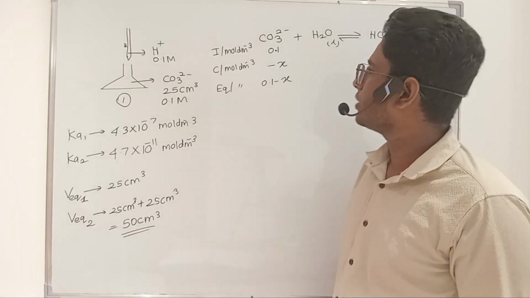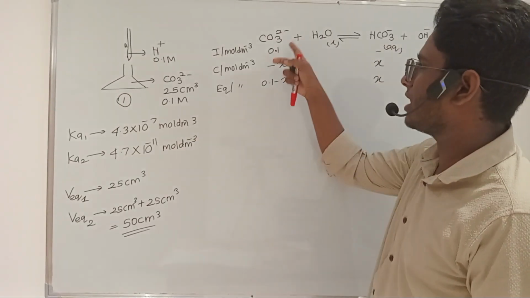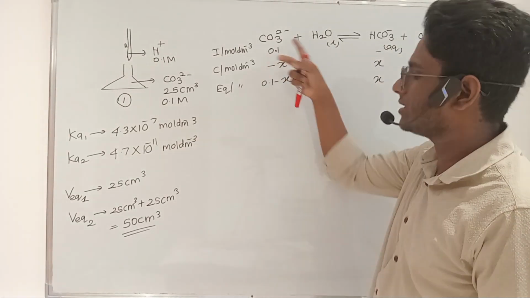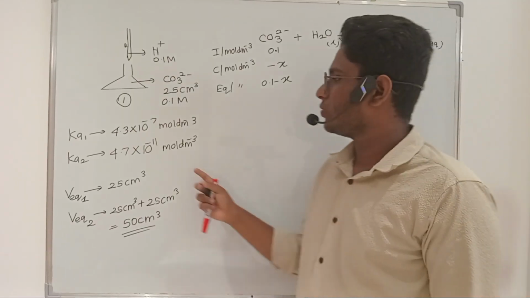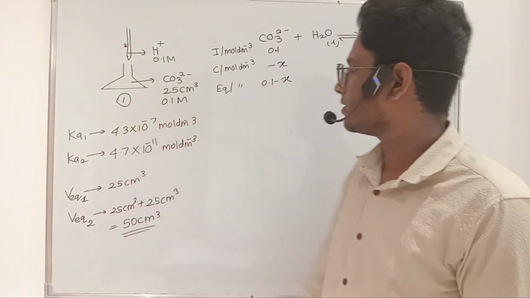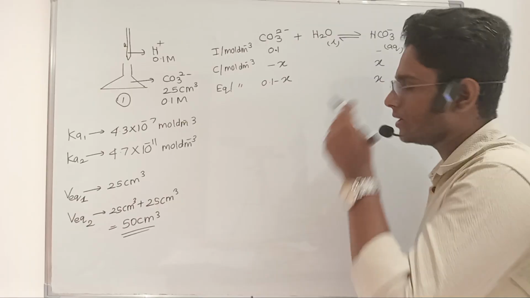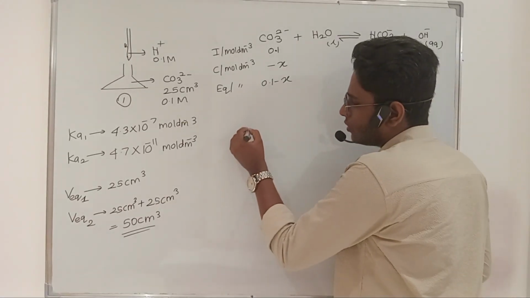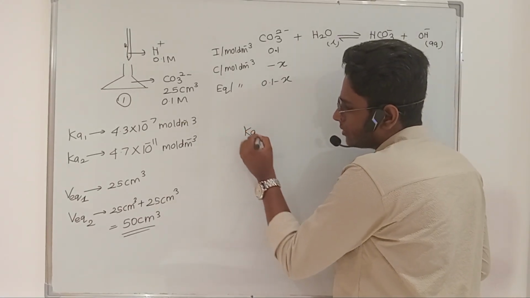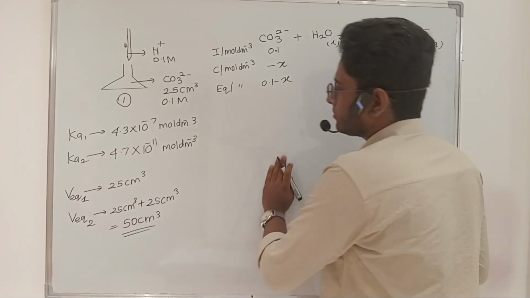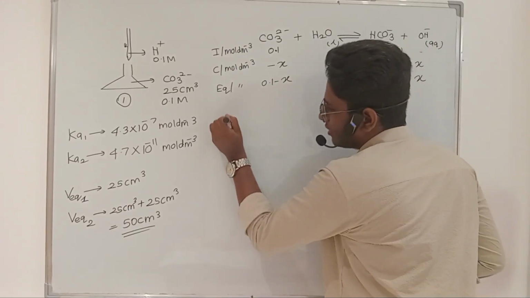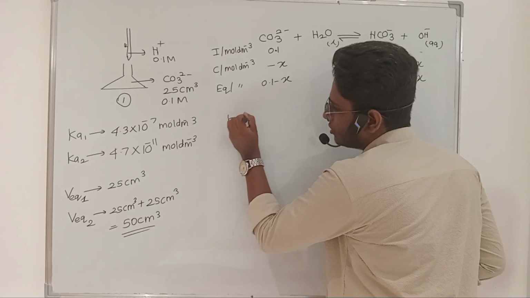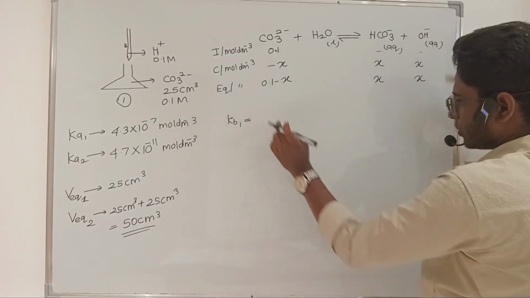Now what you can do? You can put the Kb1. This is Kb1, right? I have given the reaction. But you don't have Kb1. Then how can you find it? You have to first of all find Kb1, right? So Ka1, Ka2. Now this is Kb1, so I'll write the equilibrium constant first. Kb1 is equal to what? Product concentration over reactant concentration.